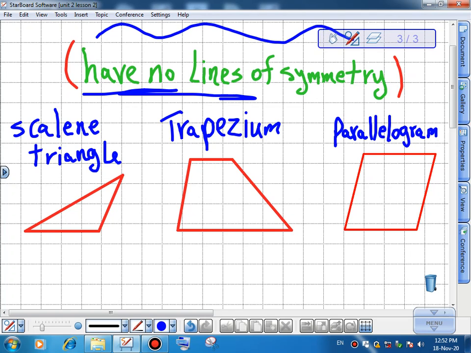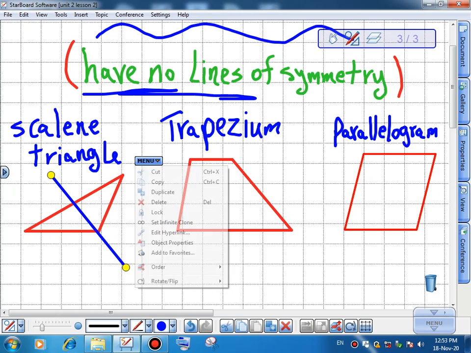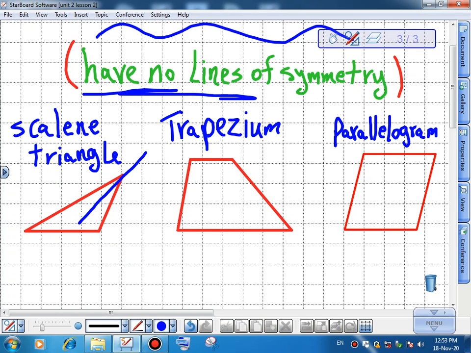triangle. All sides are different in length. If I need to get a line of symmetry, if I cut this side like this, the upper part is not like this part. So this line is not a line of symmetry. Let me try another one. If I cut this triangle like this, this side is not like this side. So this line is also not a line of symmetry.